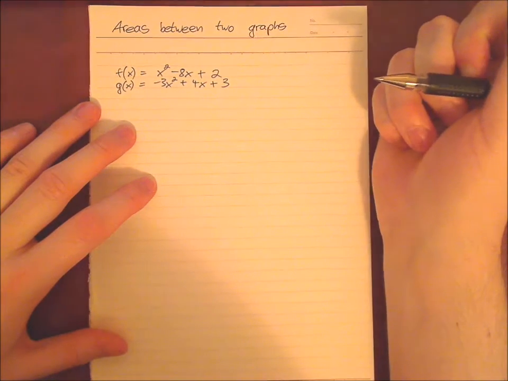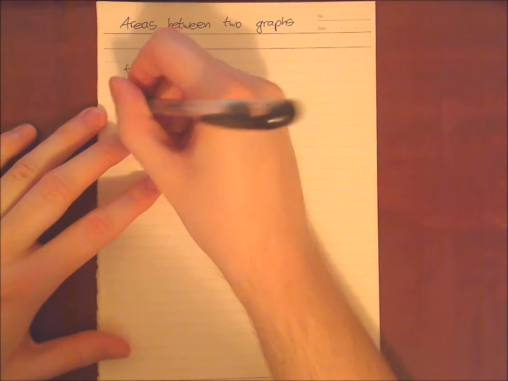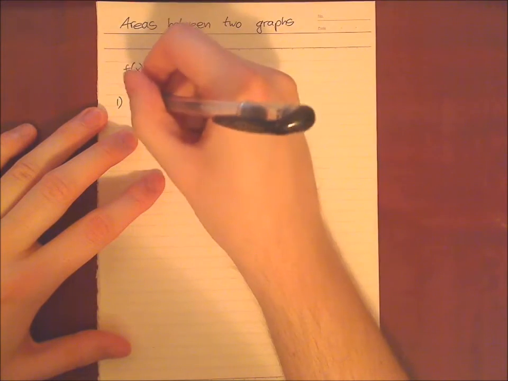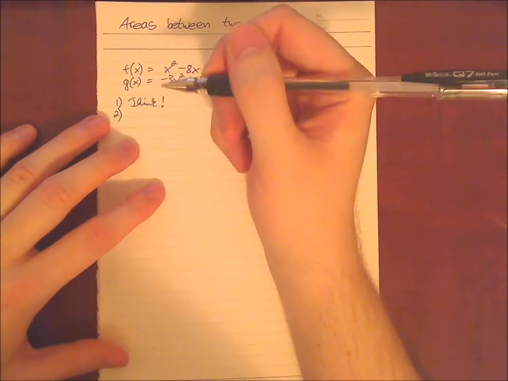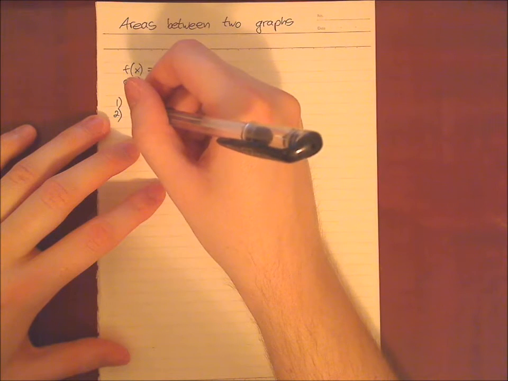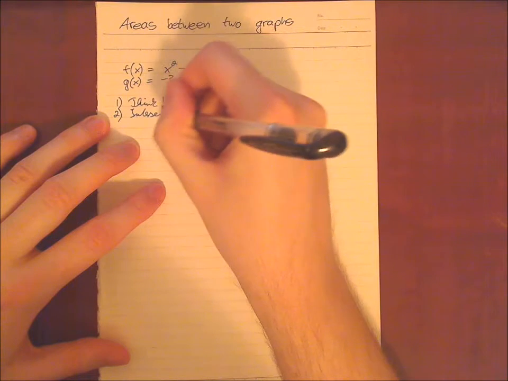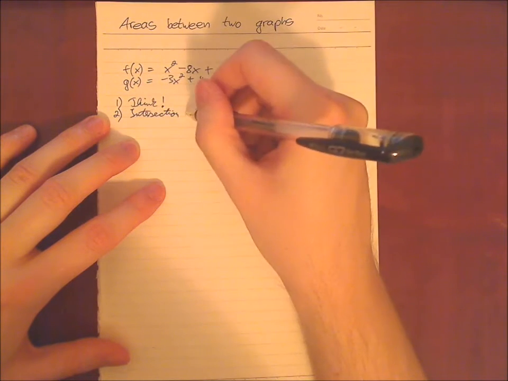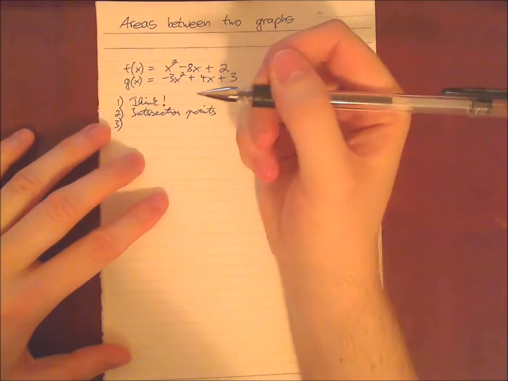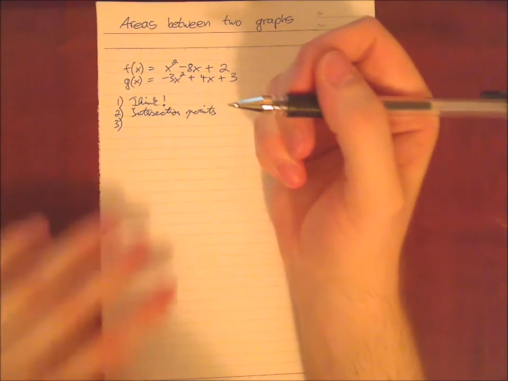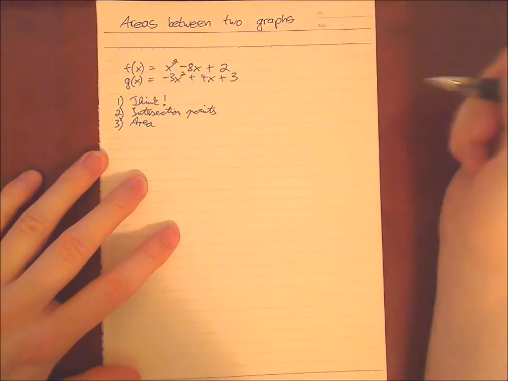I thought about how I could teach it to you in the best way, and I think three steps. First, think. Second step, think more and calculate a little bit, and what you need is intersection points. Then third step, you have basically everything you need for the calculation, and then you calculate the area.